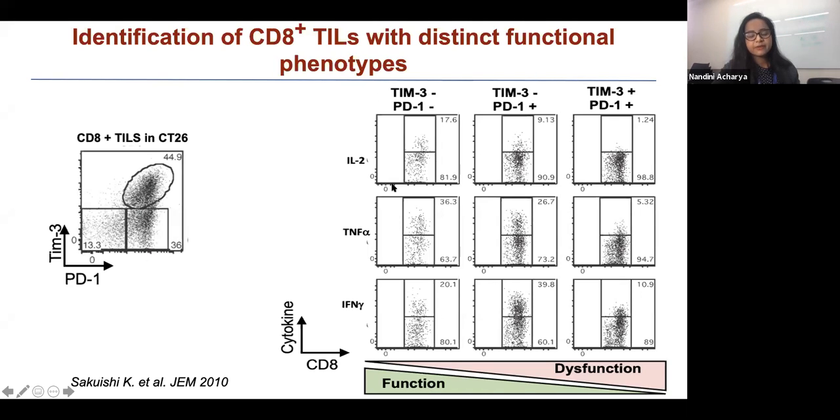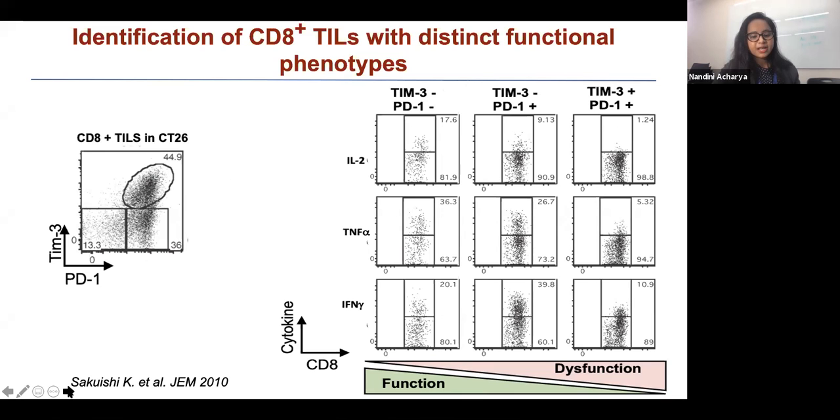We looked into the effector functions and we found that as the cells acquire more of these checkpoint receptors, they gradually lose their effector capacity, but they acquire more of a dysfunctional T cell state. Or in other words, just using TIM3 and PD1 as a marker, you can distinguish the CD8 T cell effectors, which have different effector functions.